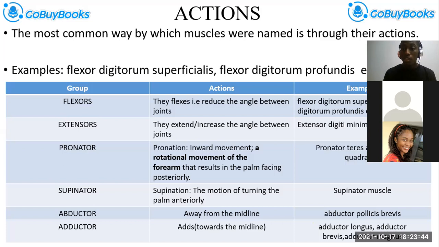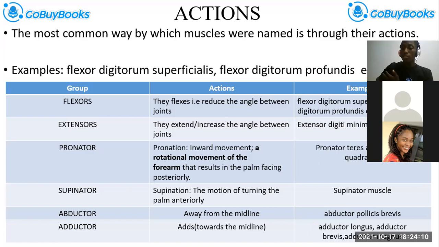Then examples of extensors, there are a lot of extensor muscles. Your triceps brachii. The muscles at the posterior compartment of your arm. The triceps brachii is the only muscle at the posterior compartment of your arm. It is an extensor. It helps to increase the angle at your shoulder joints. When you are doing like this, you can see the angle is increasing.